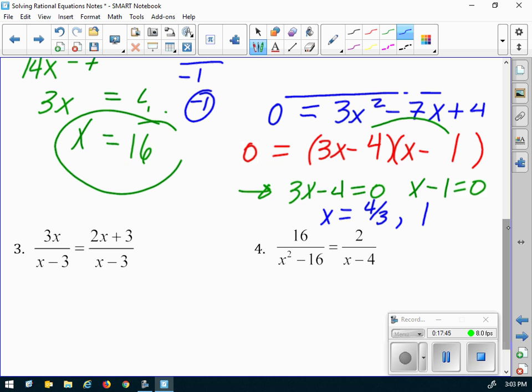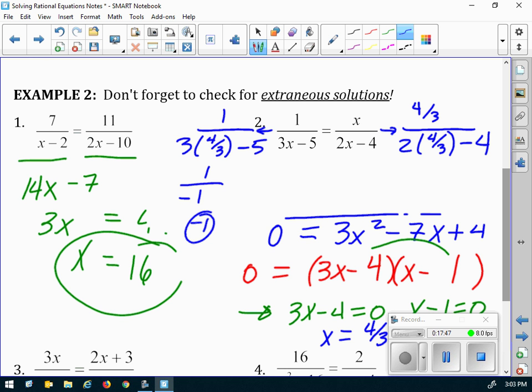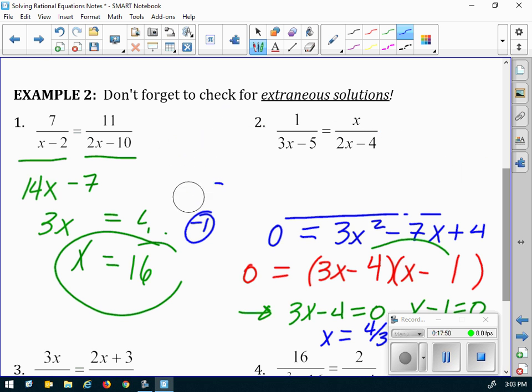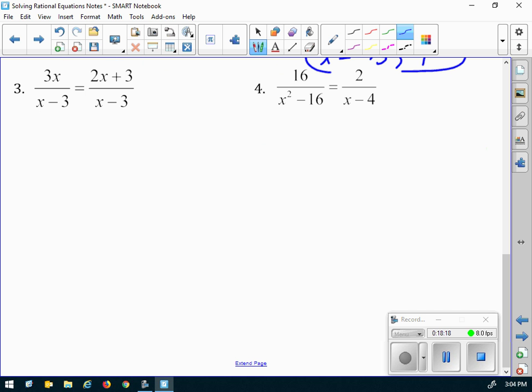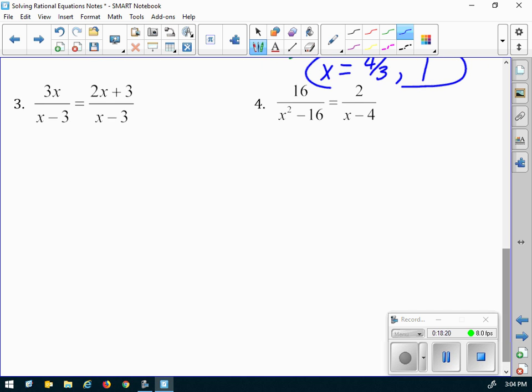1's easy. Let's check x equals 1. If x is 1, this is 1 over -2. If x is 1, then this is 1 over 2 times 1 minus 4. All right, 2 answers. Okay, we got 2 more on here. Y'all doing okay? You're tired. I'm sorry you're tired. All right, let's look at number 3.